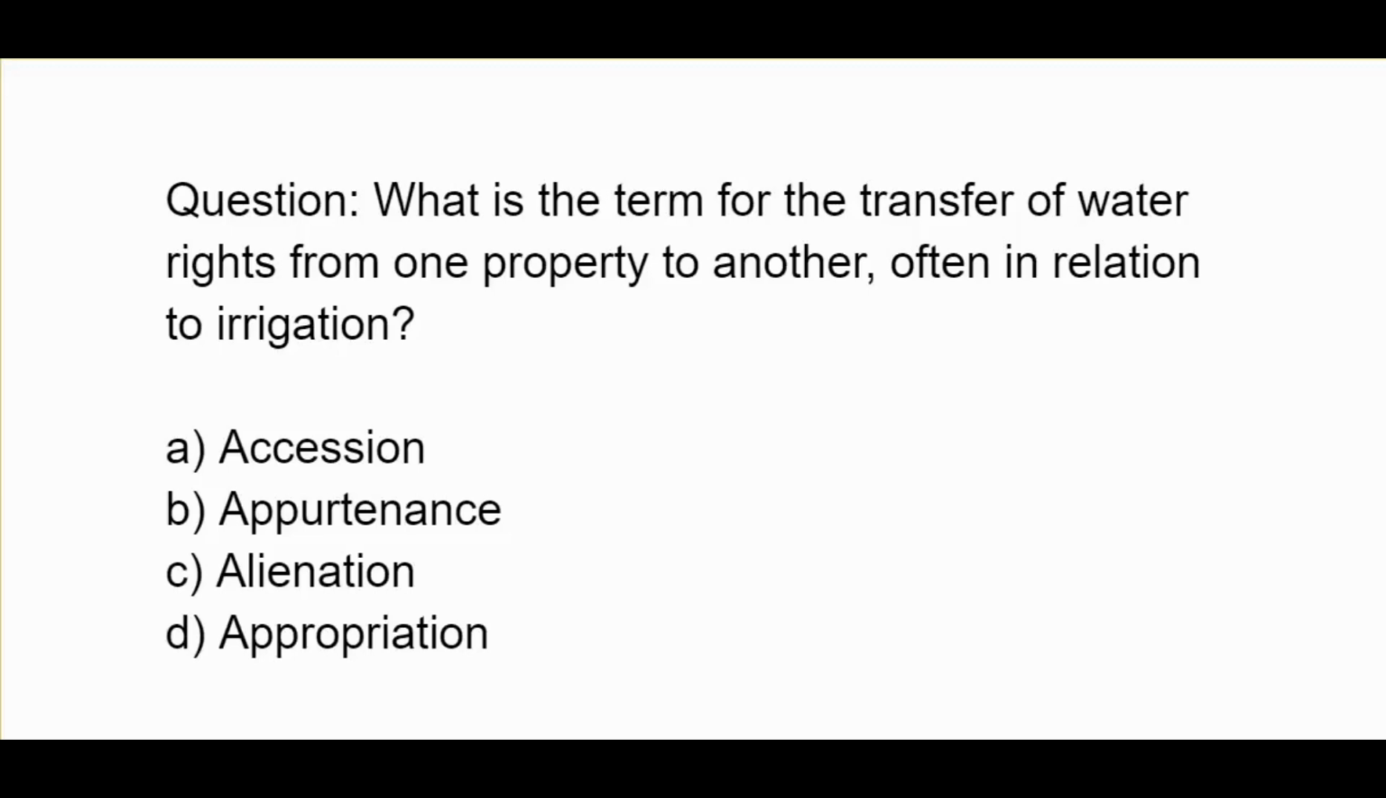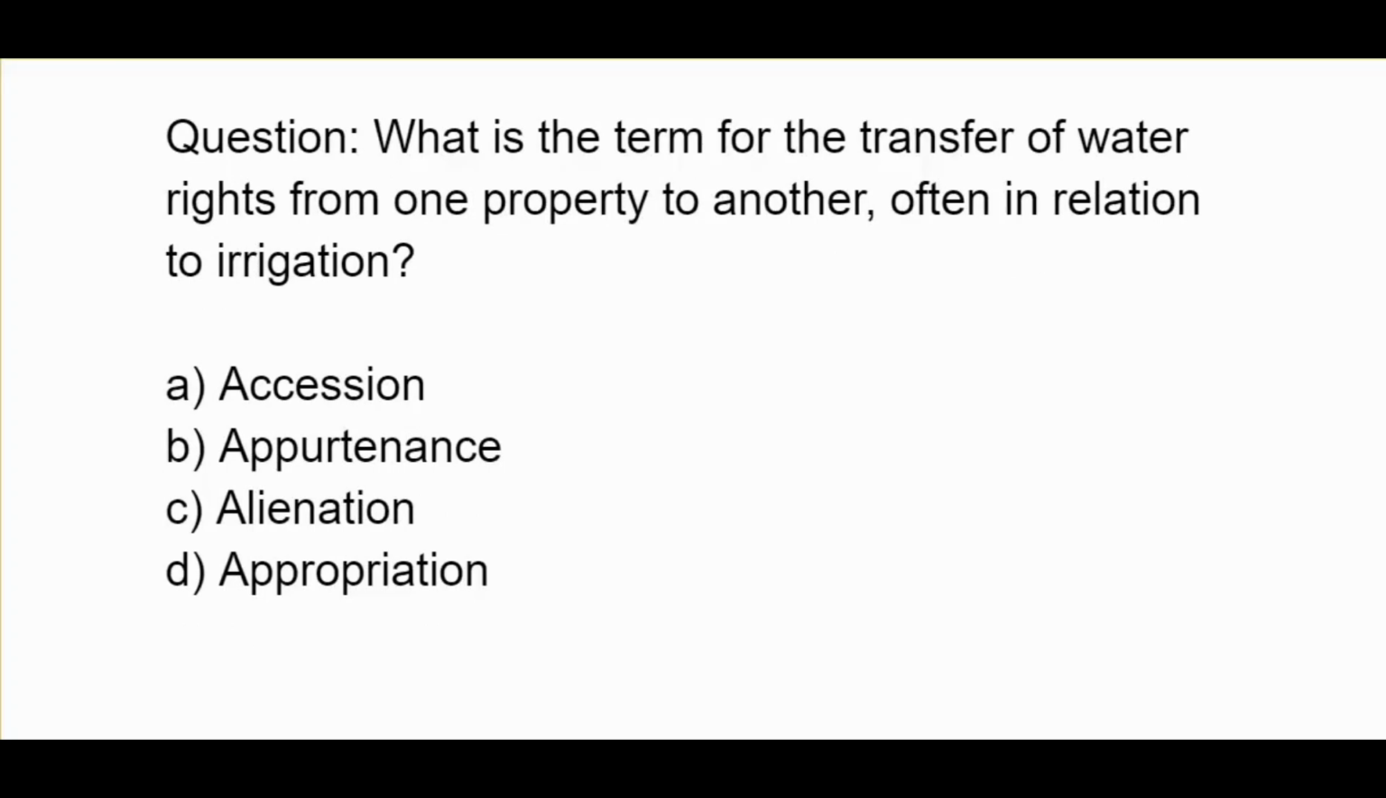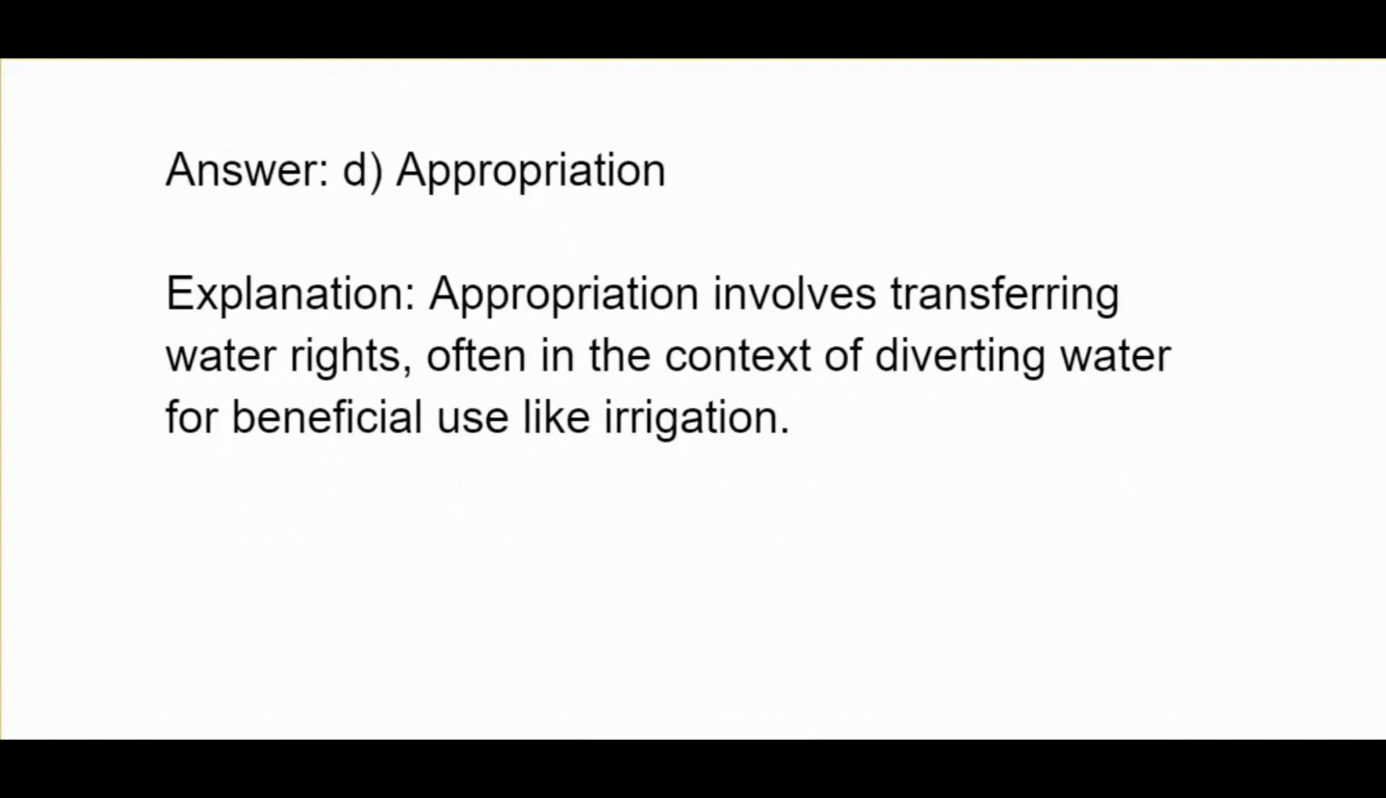What is the term for the transfer of water rights from one property to another, often in relation to irrigation? A. Accession. B. Opportunance. C. Alienation. D. Appropriation. D. Appropriation. Appropriation involves transferring water rights, often in the context of diverting water for beneficial use like irrigation.